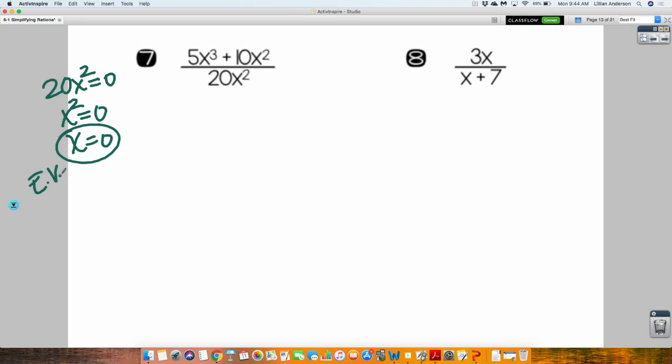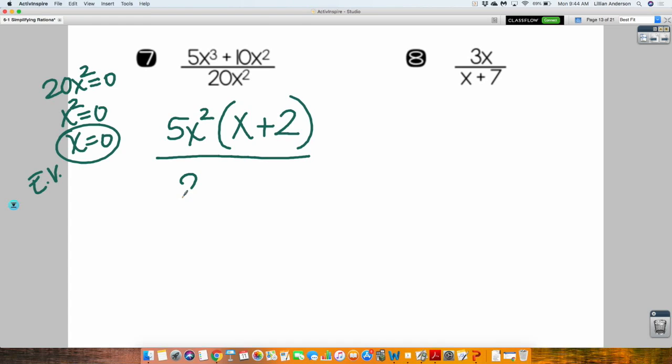Okay? Now, to simplify this, look at the top. Doesn't the top have some common factors? They actually have a 5x squared in common. Both terms are divisible by 5, and both terms have an x squared. So when I factor that out, what am I left with from the first term? And then from the second? Just the 2. You found the GCF of the numerator. The bottom doesn't have any common factors because it's just one term.